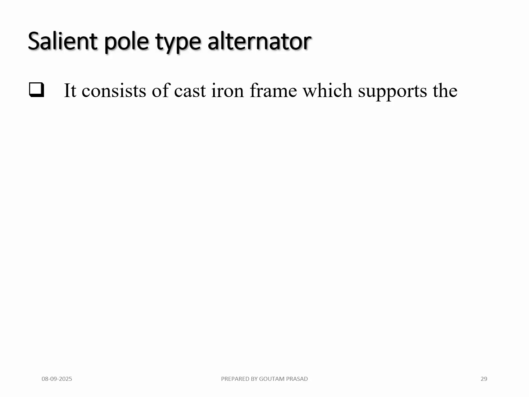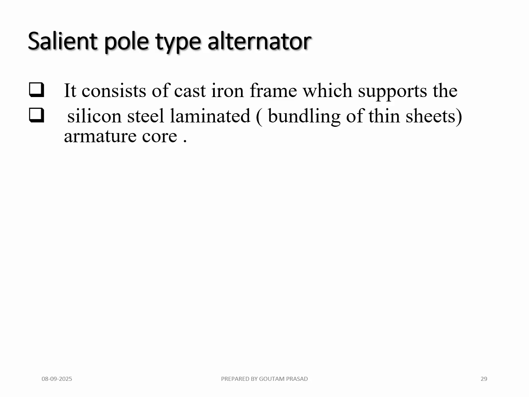Now let's discuss the salient pole type of the alternator. It consists of a cast iron frame which supports the silicon steel laminated armature core. This core is built up of thin sheets basically to take care of eddy current loss. The thinner the sheet, the higher the resistance, and this resistance will minimize the eddy current loss in the sheets, and thus the heating of the core is restricted.